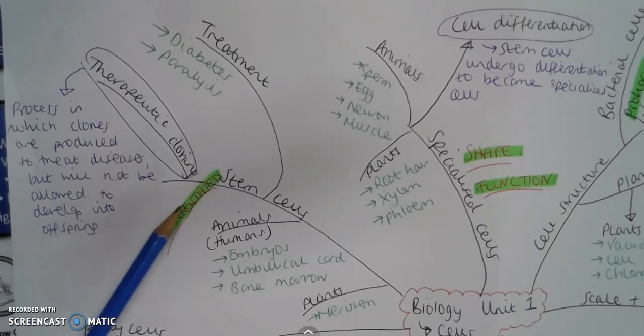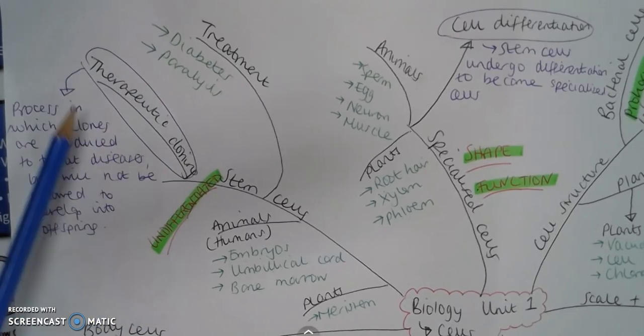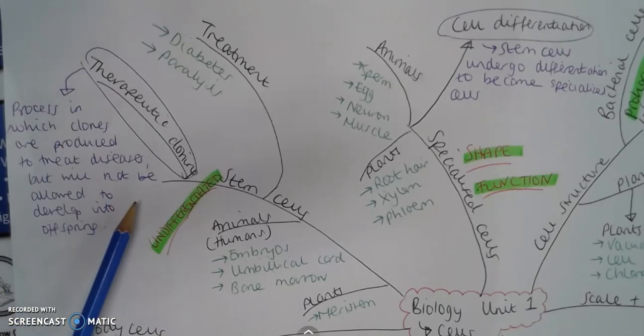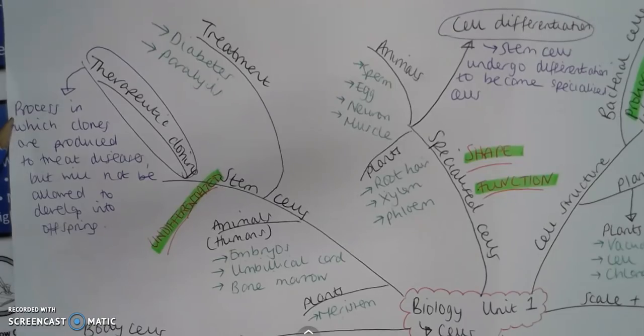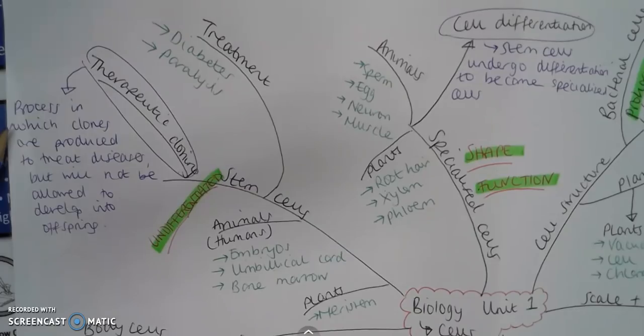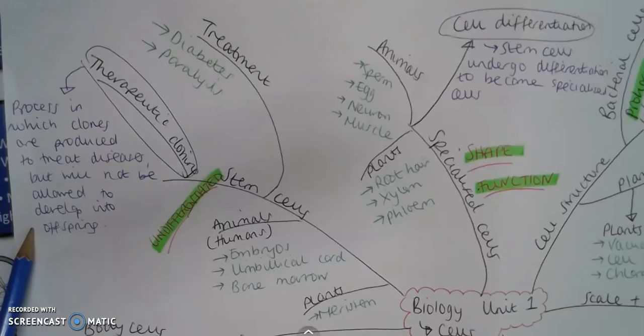Following on from this then, it does link in with therapeutic cloning to an extent. Now, therapeutic cloning is the process in which clones are produced to treat diseases but will not be allowed to develop into offspring. So that's worth bearing in mind as well, because that offers another avenue for treatment of various different human diseases.